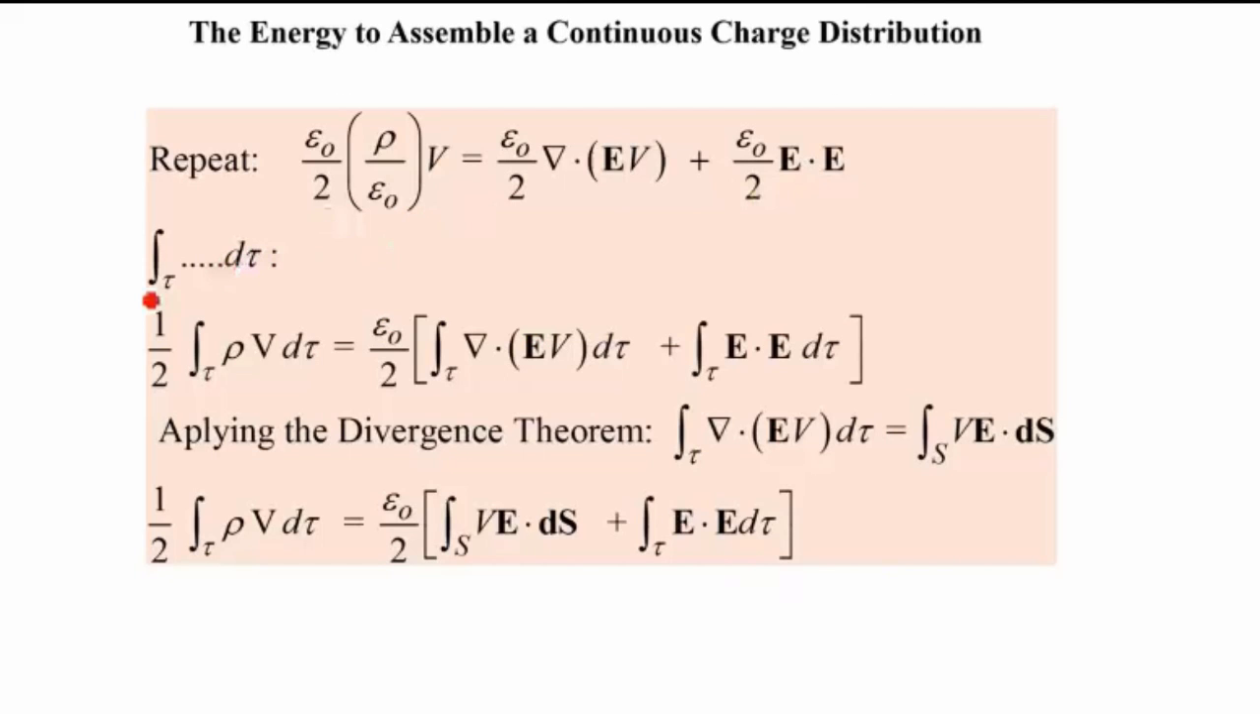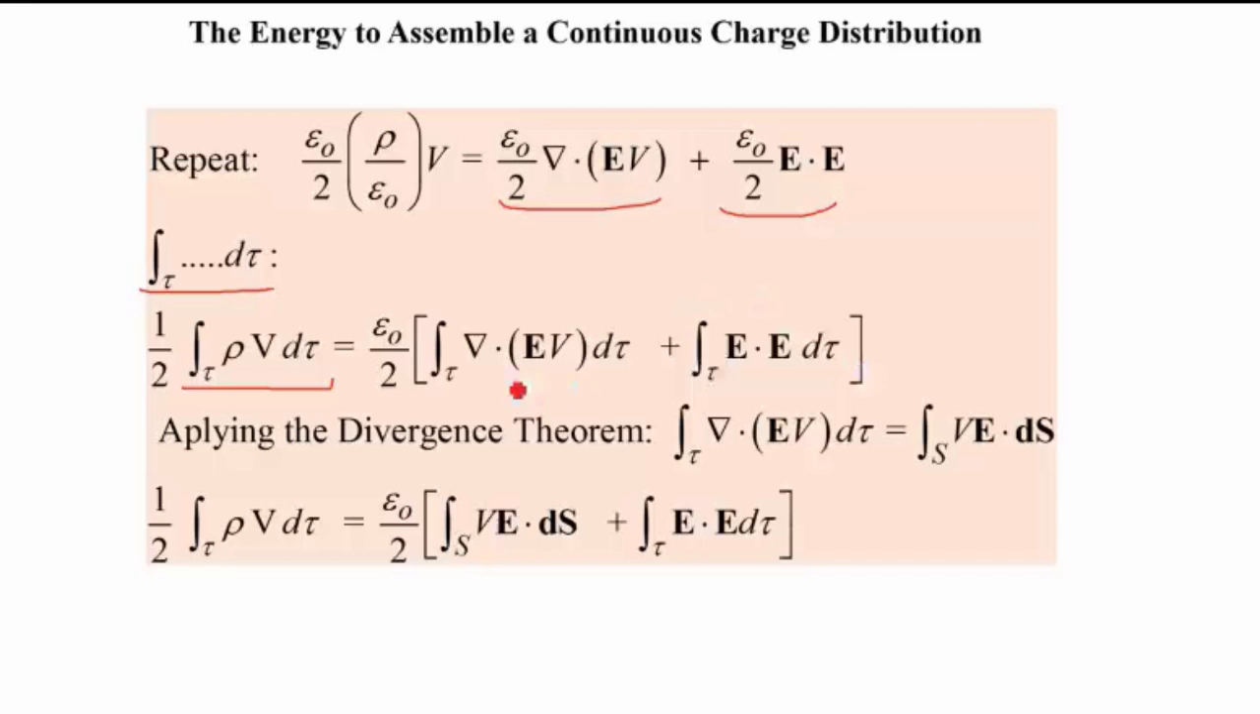So now we'll integrate every term with respect to volume over some volume tau. The first term looks like 1/2 times this integral here, and then I can factor out an epsilon 0 over 2, and I have these two integrals. So it's this one right here. The integral of this up here is this. And then here's the integral of the last term right here.